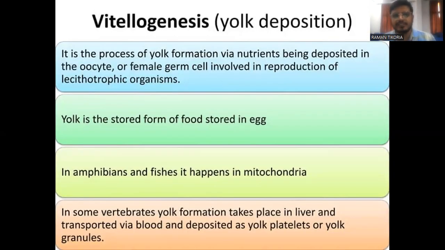Vitellogenesis is the process of formation of yolk. Now, yolk formation takes place at two sites: one is on-site, one is off-site. On-site vitellogenesis is the formation of yolk inside the ovary, whereas off-site vitellogenesis is the formation of yolk in the liver. Yolk is a stored form of food. In amphibians and fishes, it happens in mitochondria. This yolk serves as food and nutrition during growth of the ovum.